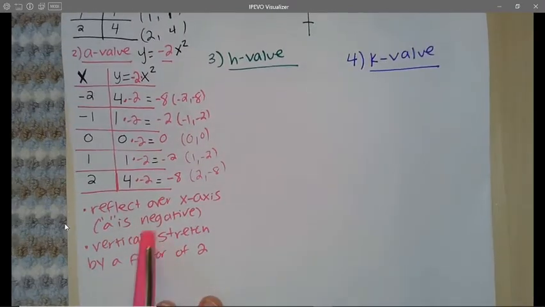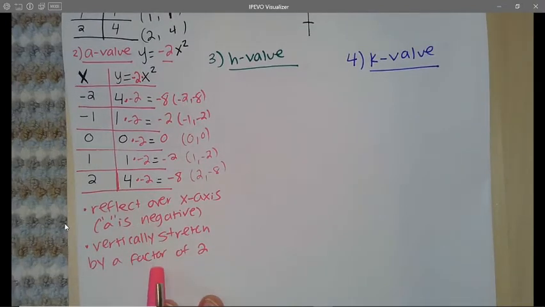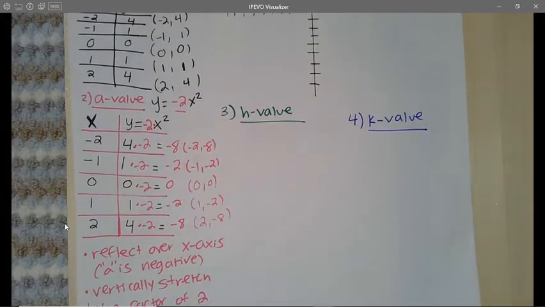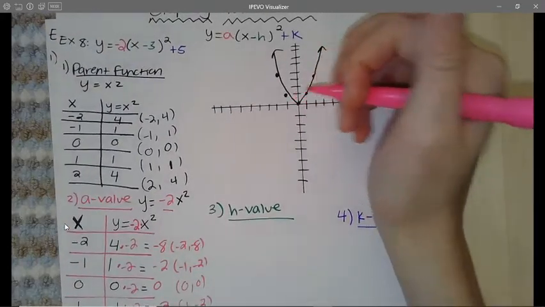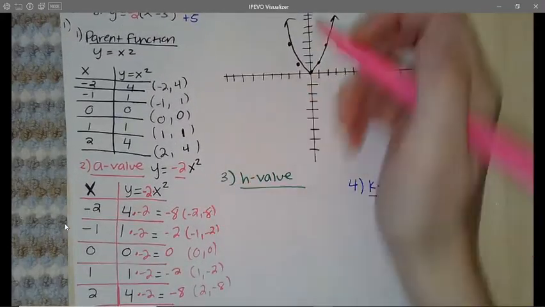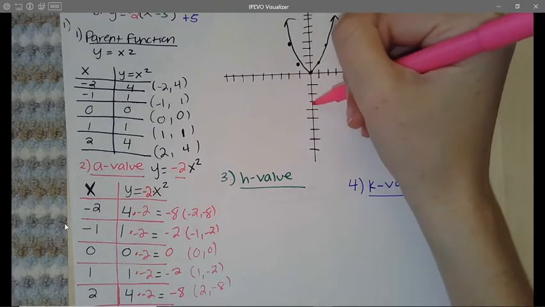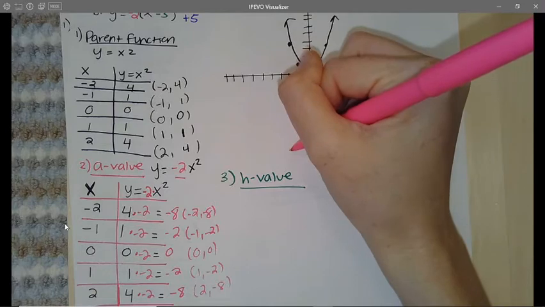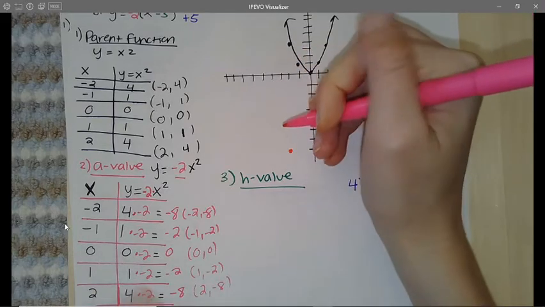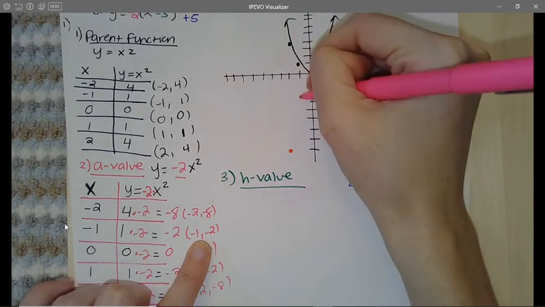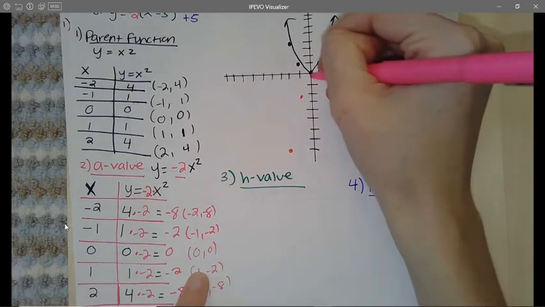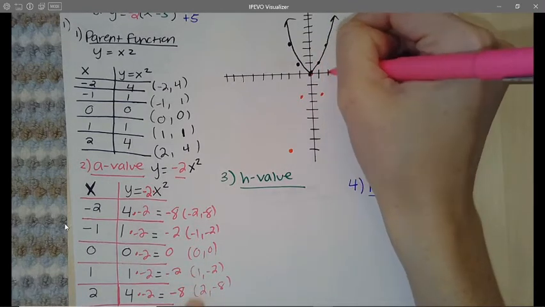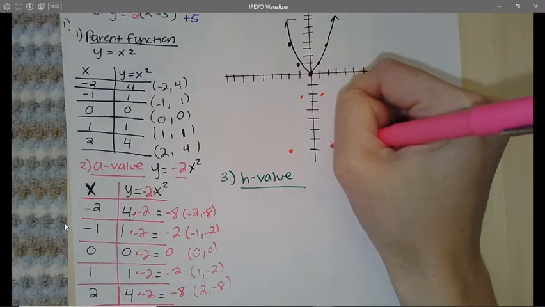And if I did it right, my graph should flip upside down and get more narrow because it's going to vertically stretch. Alright, so I'm going to plot these points and see what happens. So I have the point negative 2, negative 8. So negative 2, then 1, 2, 3, 4, 5, 6, 7, 8. Look at that. I planned it out. So negative 2, negative 8. Then I have the point negative 1, negative 2. 0, 0, so that stayed where it was. 1, negative 2, and 2, negative 8.